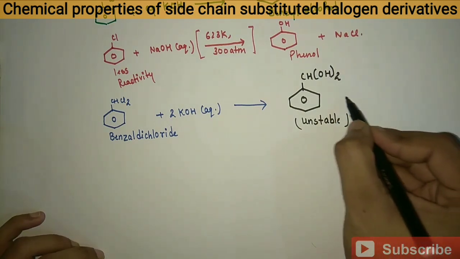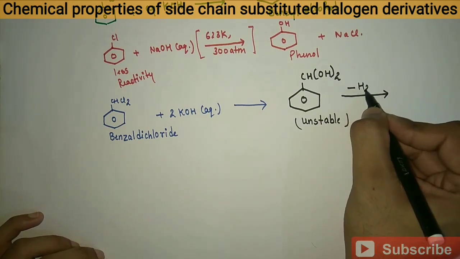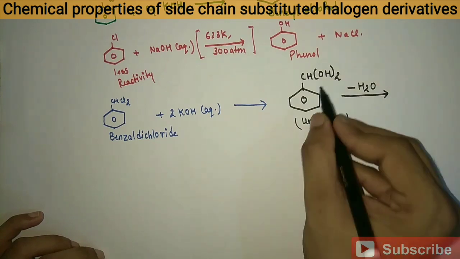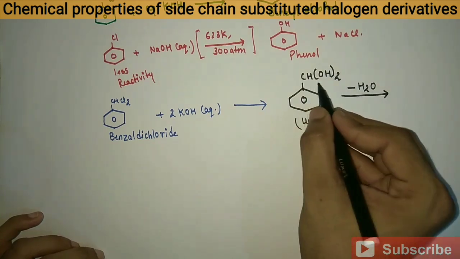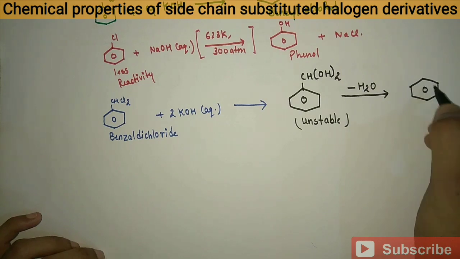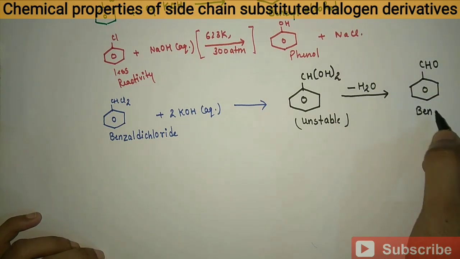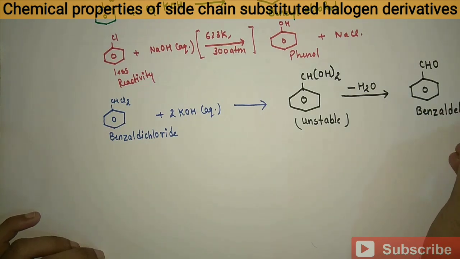So what happened? For the stability, it immediately releases one water molecule. And when one water molecule is lost from this unstable intermediate, it will form benzaldehyde. Okay, so this is a very important reaction. So it is forming benzaldehyde.